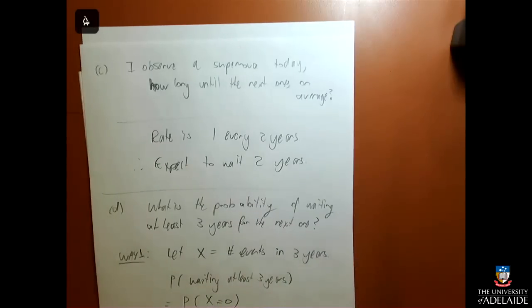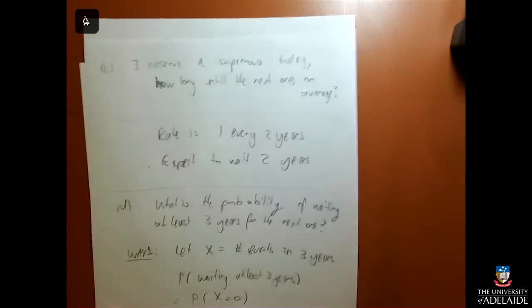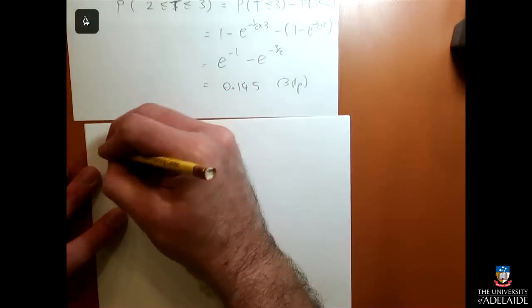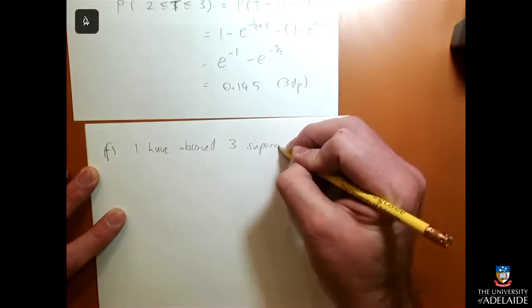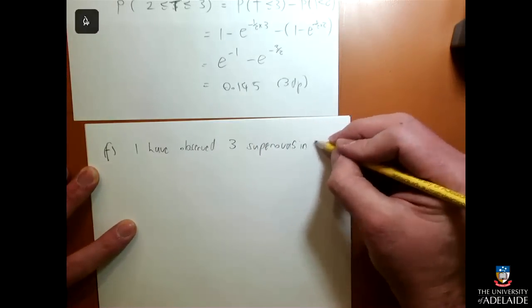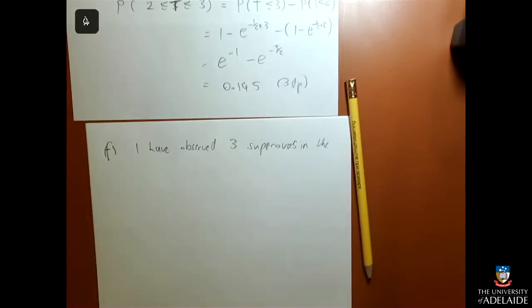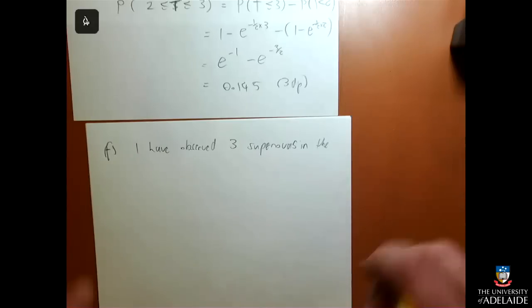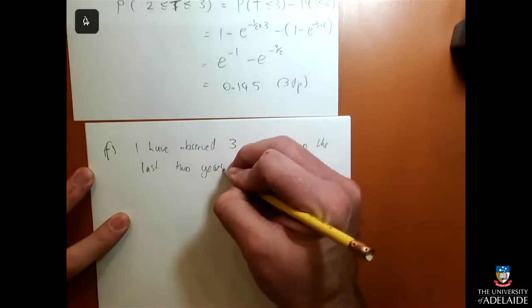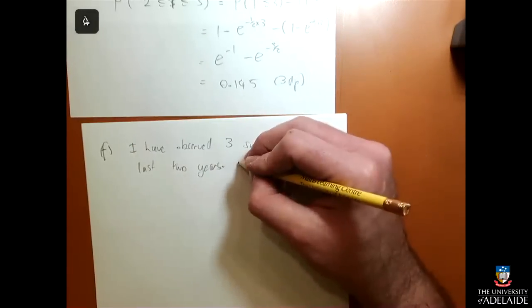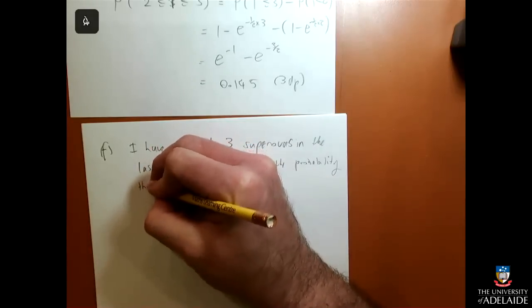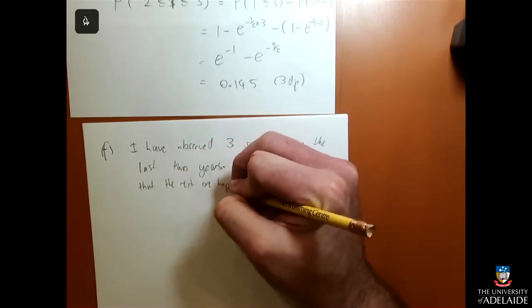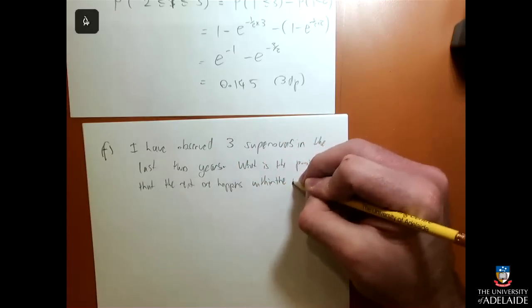It can change if you're trying to take into account how many have happened so far. So, I've observed 3 supernovas in the last... No, just a second. I might change my question in a second. I just need to do this one first. I observed 3 supernovas in the last 2 years. What's the probability that the next one happens within the next year?